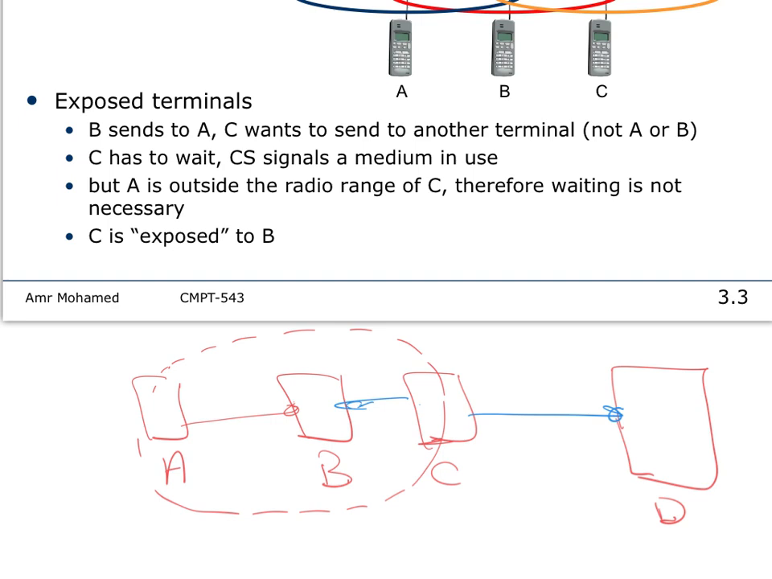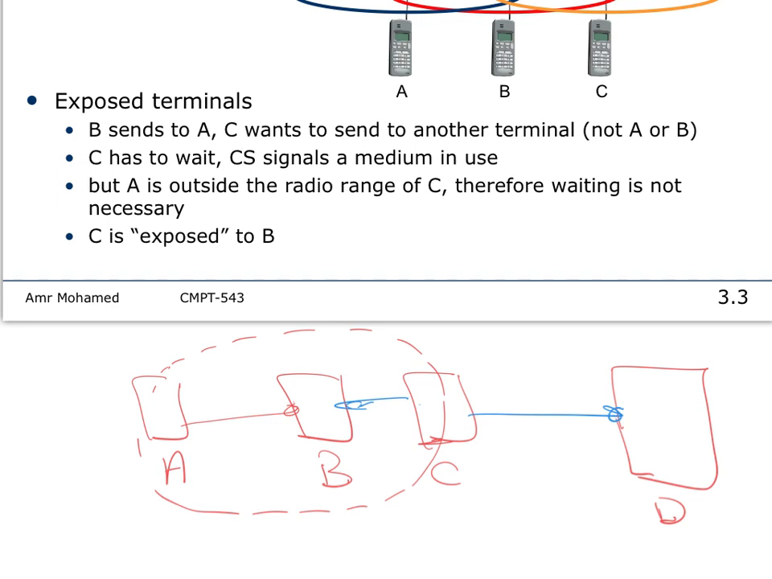But in that case, if C listens to any kind of interference, it will abstain from transmission, and in that case, it wastes the transmission opportunity. So this is called the exposed terminal problem, because C is in the interference range between A and B. C will be in the interference range, and it will abstain from transmitting to D.